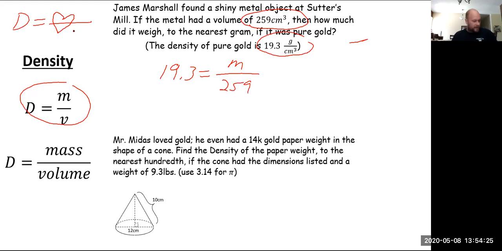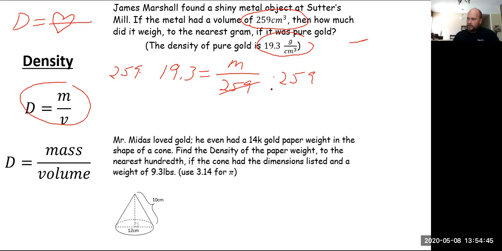But we have a little bit of algebra to do here. So let me grab a calc there. All we actually have to do to solve this problem, we gotta get the volume over to the other side. So we need to multiply it off. So we're gonna multiply both sides by that 259. Get over to the other side.